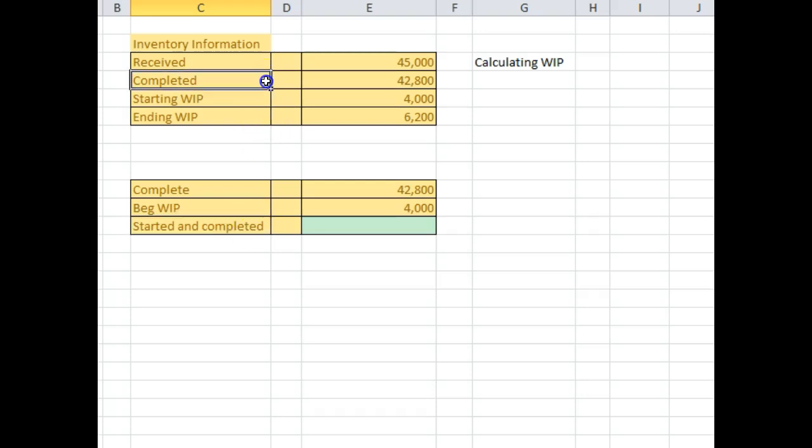Well, we completed 42,800, but we already had 4,000 started. And this is really an important distinction here. Started and completed are different than what has been completed. So you completed 42,800. You began with 4,000. So you actually started and completed, watch the terminology, 38,800. Just wanted to kind of play with that terminology a bit.